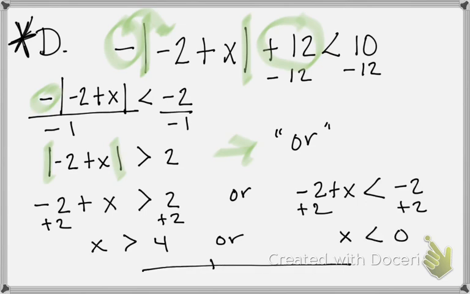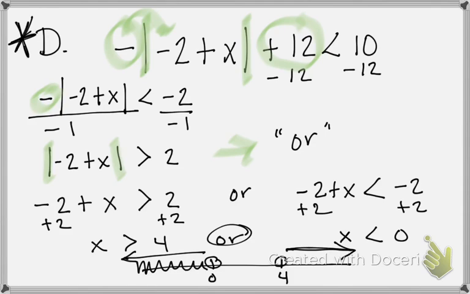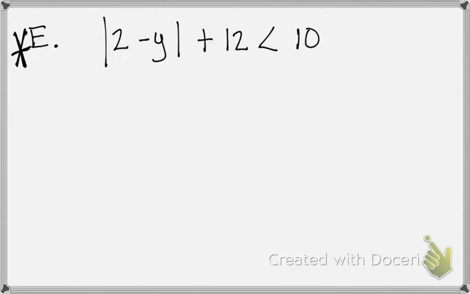Now let's graph. We have a 0 and we have a 4, open circles. Now these are or statements. X is greater than 4, this way. X is less than 0, this way. It's an or statement, so we can do both. It has to fit either or criteria. All right, your last one, E.